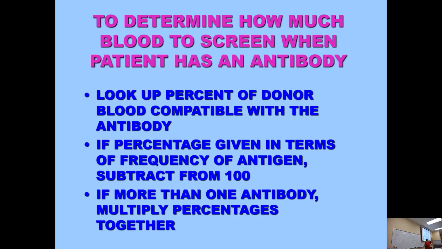Some of these numbers we know, the 30%, whatever, and I'll show you a chart on the next page, and there'll be a chart in the lab this week you can look at. If the percentage is given on frequency of the antigen, we want to subtract it from 100, because you want to know blood compatible, okay? So 30% have it, so compatible would be 70%. If more than 1 antibody, you're going to start multiplying those percentages together.